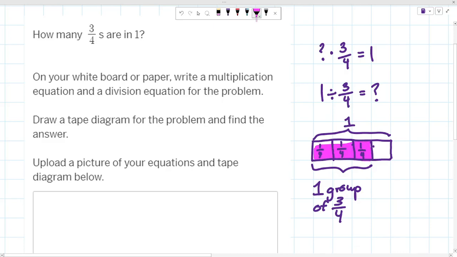If you're on your paper, you can lightly shade it in. If you're working on your whiteboard, you don't need to worry about shading too much. But that brace will be another way for you to indicate that that's one group of 3/4. And then what do we have right here? That one block left over.